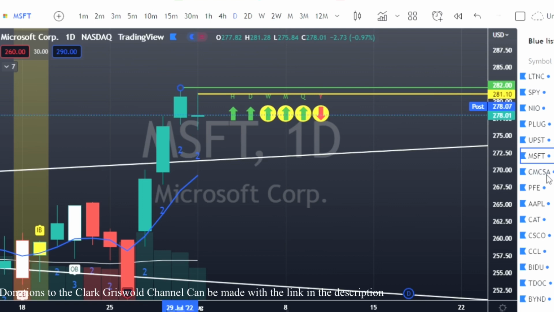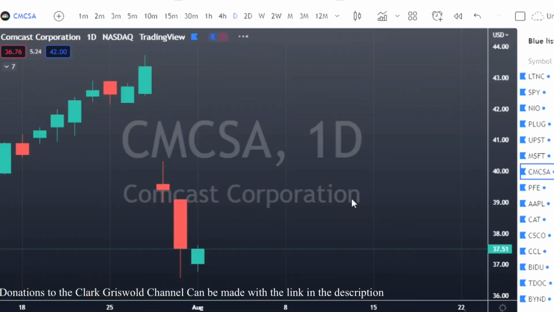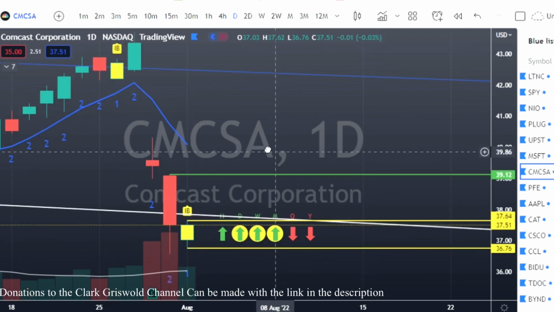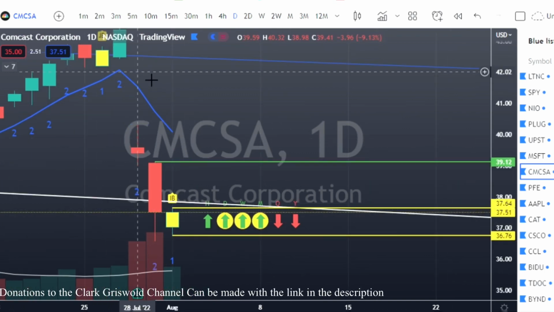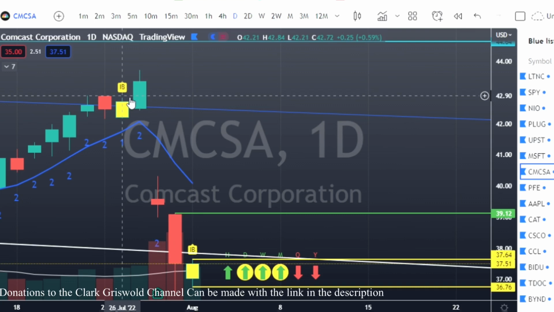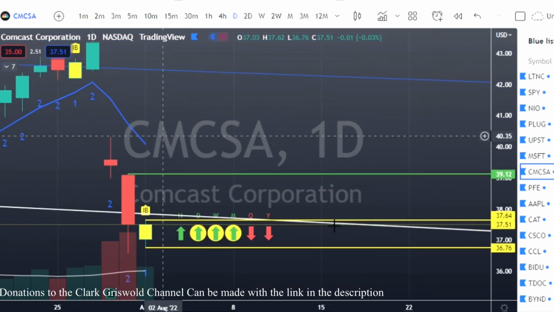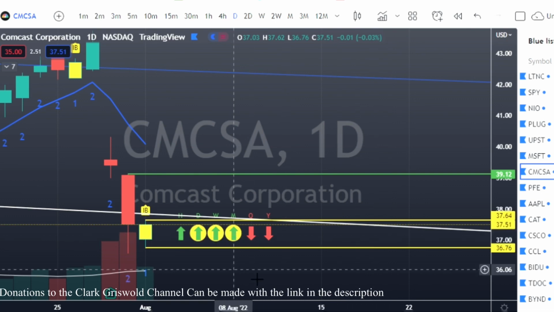Number 4, Comcast, CMCSA. Comcast has an inside bar. It's a tight little inside bar. We're looking for spring-loaded action. Look at this last one we went off of. Boom, boom. Okay? Nice little play off of that inside bar. So calls 37.64, puts 36.76.